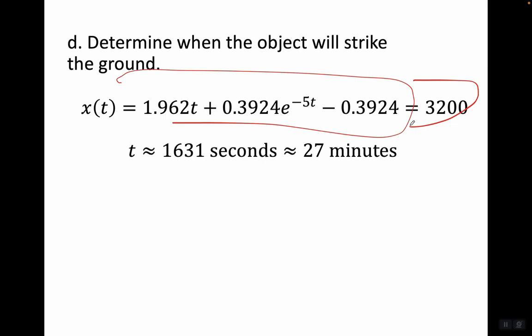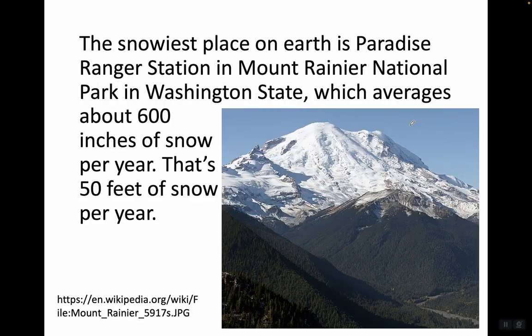By the way, the snowiest place on Earth is Paradise Ranger Station in Mount Rainier National Park in Washington State, which averages about 600 inches of snow per year. That's 50 feet of snow per year.